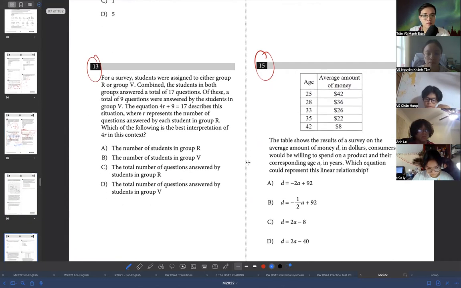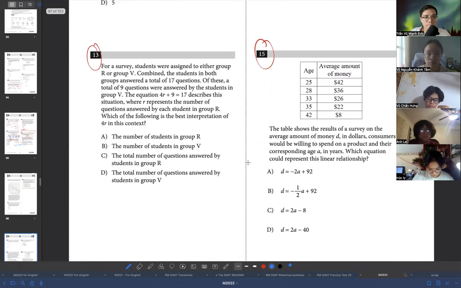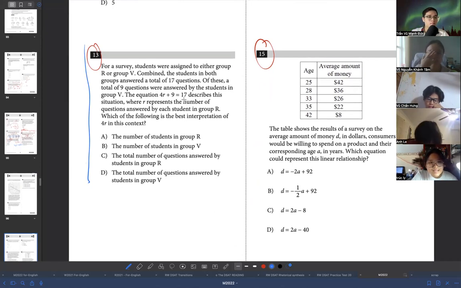All right, next one is a quick one. Lena, can you do this for me? Just C. How did you come about C?